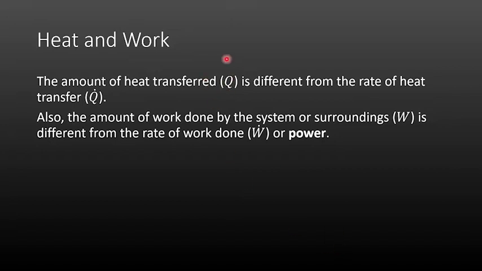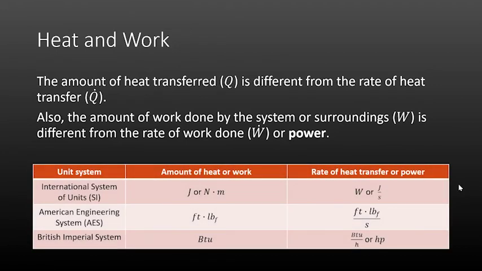The absolute amount of heat and work are represented by capital Q and W respectively, while the rate of heat transfer and the rate of work done are represented by the same letters, but they have a little dot on the top. This lets us distinguish between the two different quantities. The amount of heat and work transferred are measures of energy, while the rate of heat and work transfer are measures of power. Presented in this table here are the different units that we may encounter for both amount and rate of heat and work transfer.